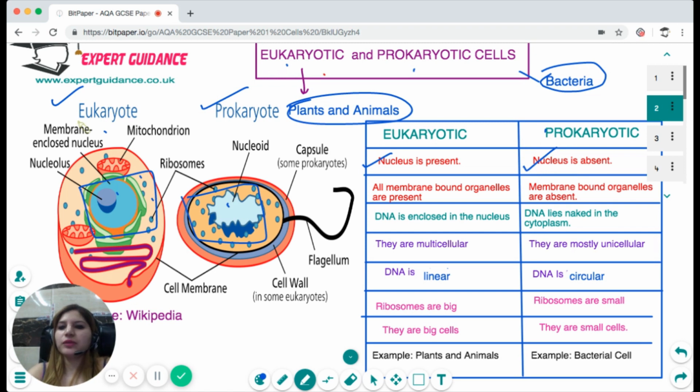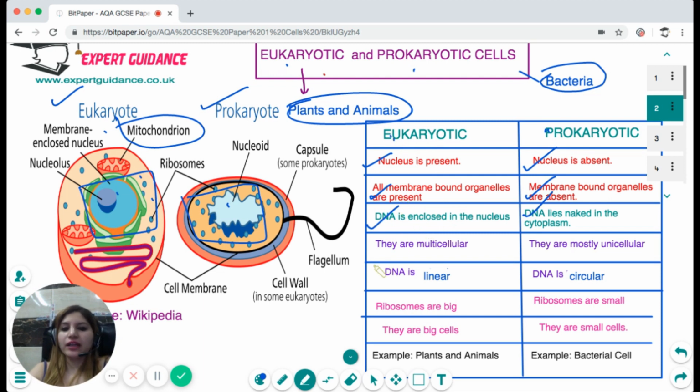Apart from the nucleus, in the eukaryotic cell, you can see they have those organelles which have membrane around them. So all membrane-bound organelles are present in a eukaryote, for example mitochondria, but these membrane-bound organelles are absent from a prokaryotic cell. The next difference is, since the nucleus is absent, in the eukaryotic cell, the DNA is enclosed in the nucleus, but in a prokaryotic cell, it lies naked in the cytoplasm as it has no nucleus.